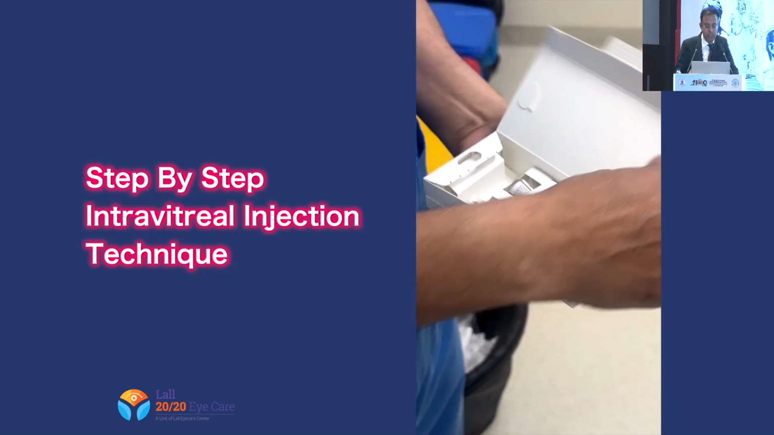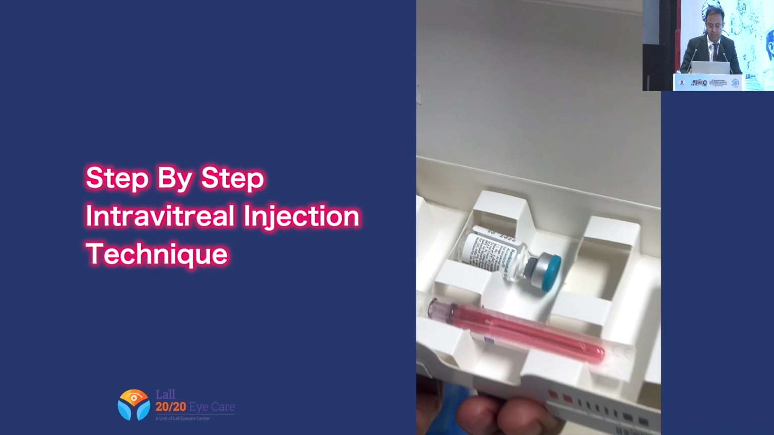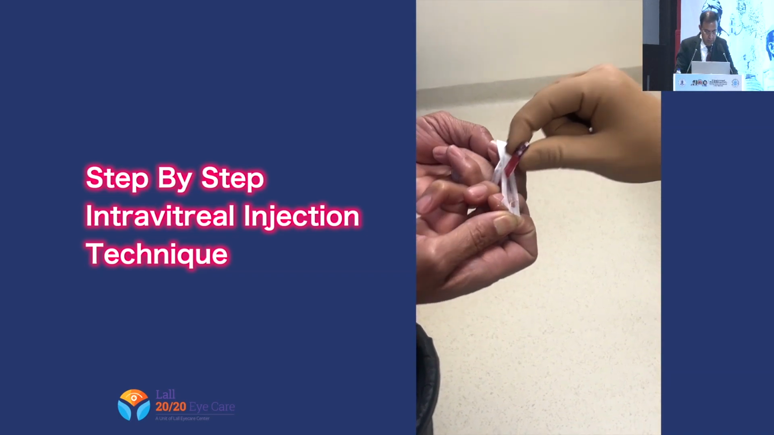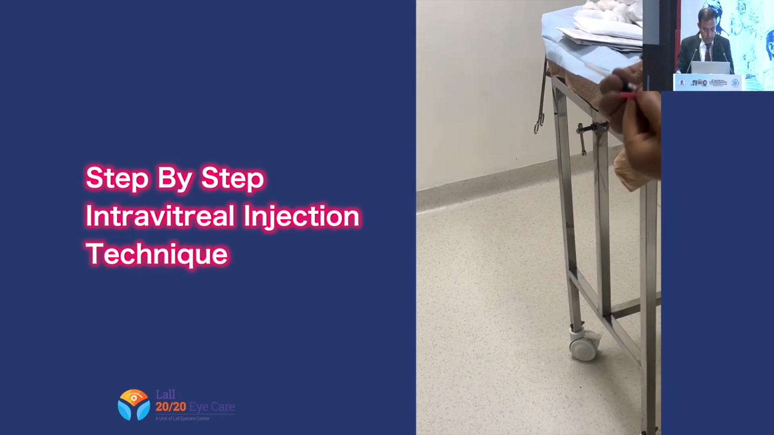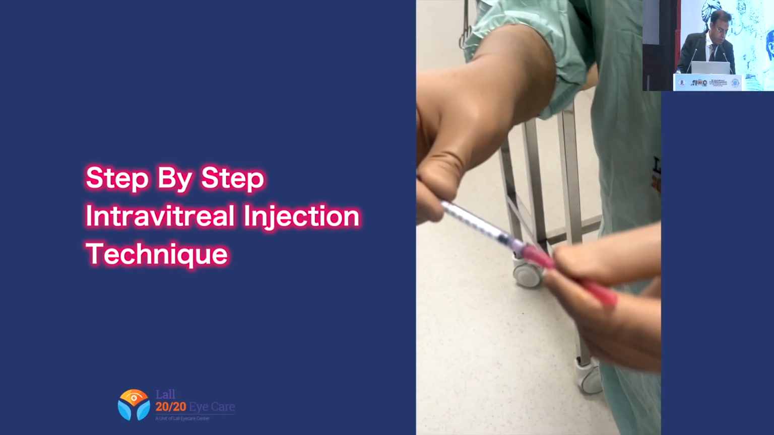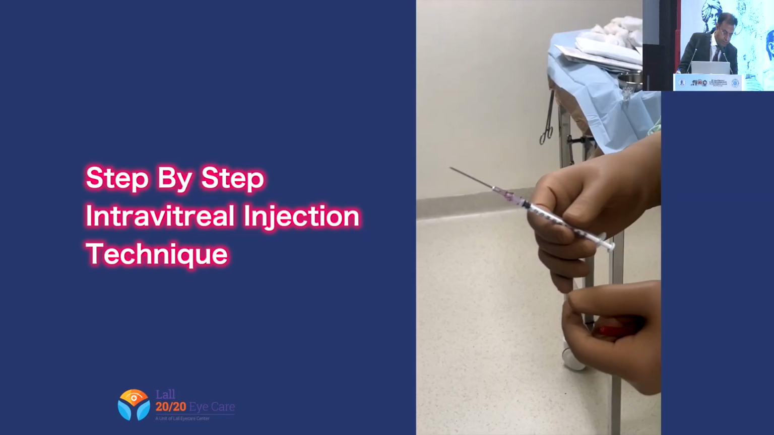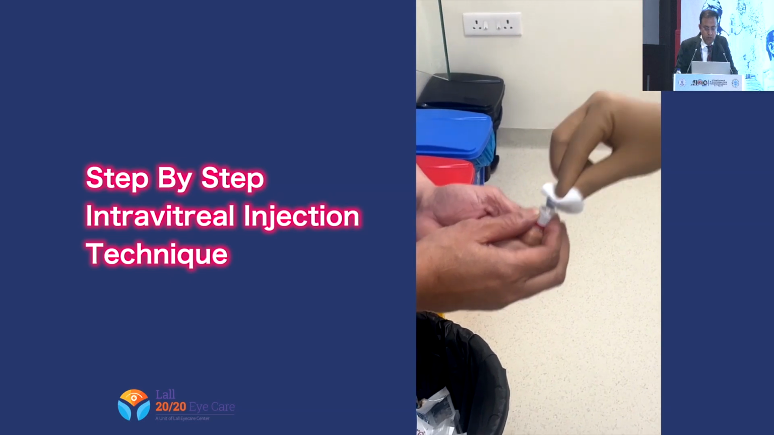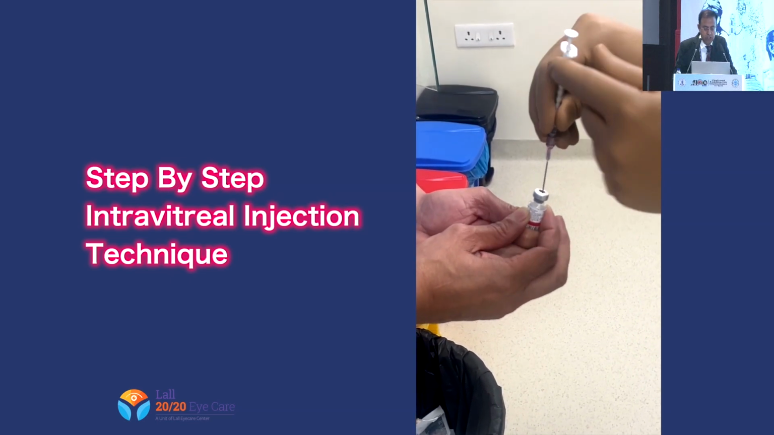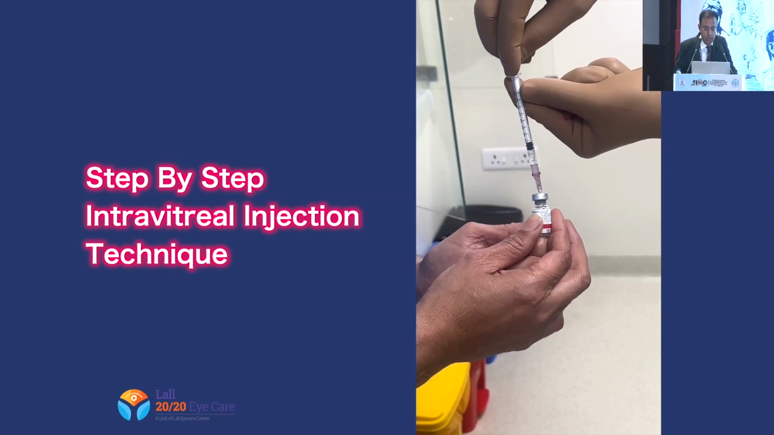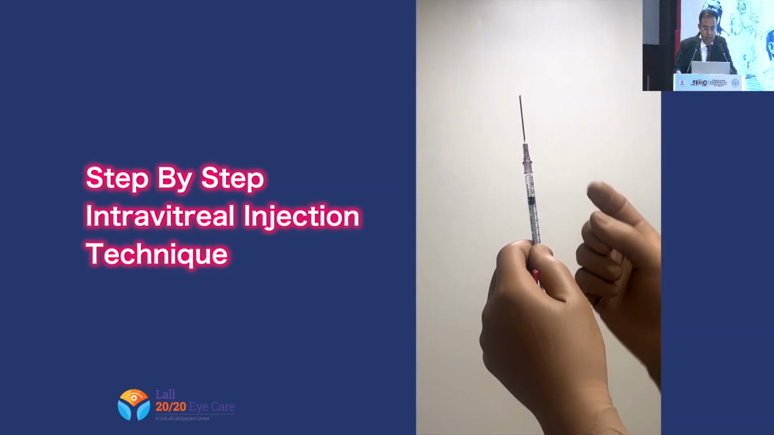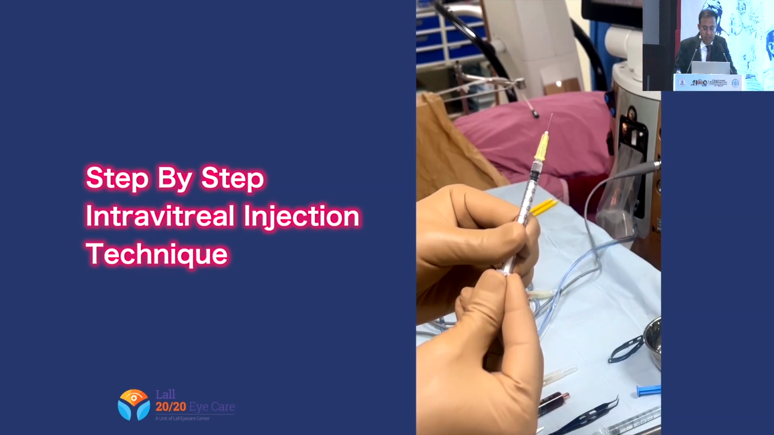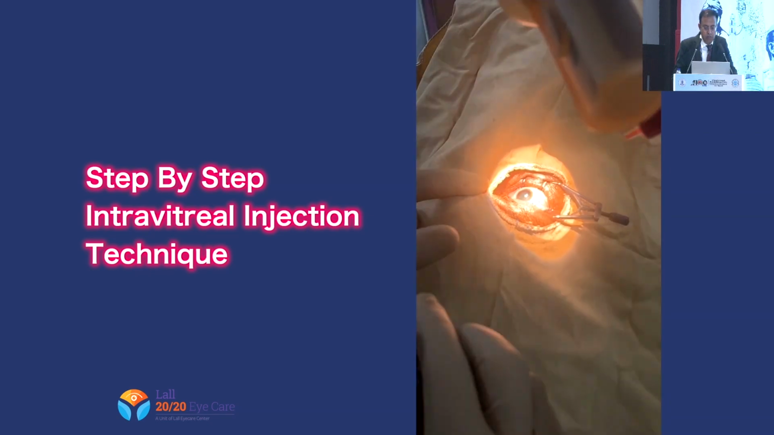So I'm just showing you the step-by-step technique. You need to open this. The injection comes like this. So once the injection is opened, you have to take out the injection. 0.05 ml is what we need to inject. Once we've taken it out, we remove the air bubble. And this is how we do.